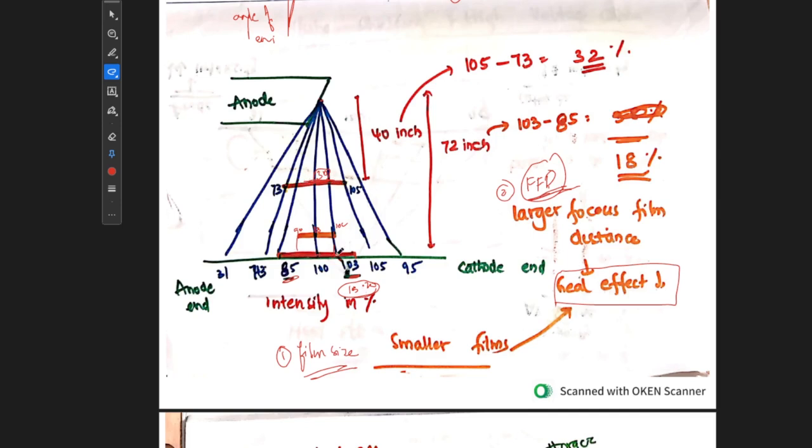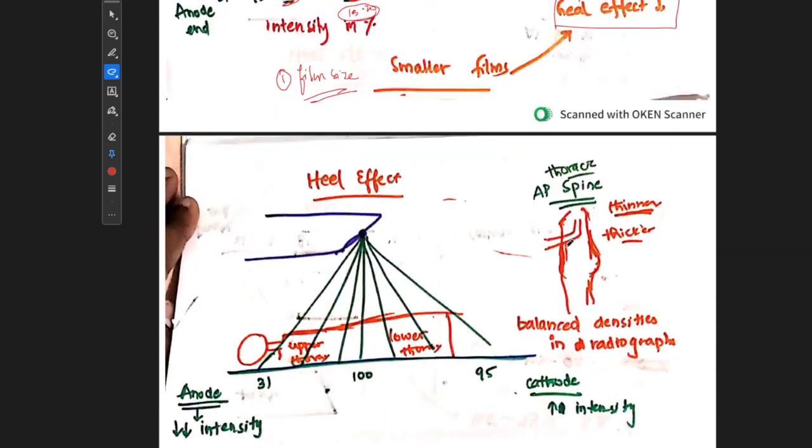Whereas for the second film, the difference between the anode and cathode end is around 15. So as we increase the distance, the difference between the intensities of X-rays at the anode and cathode end decreases. That means the Heel effect decreases. So at the end of the day, you should remember that the Heel effect decreases when we use smaller films and when we use larger focus to film distance.